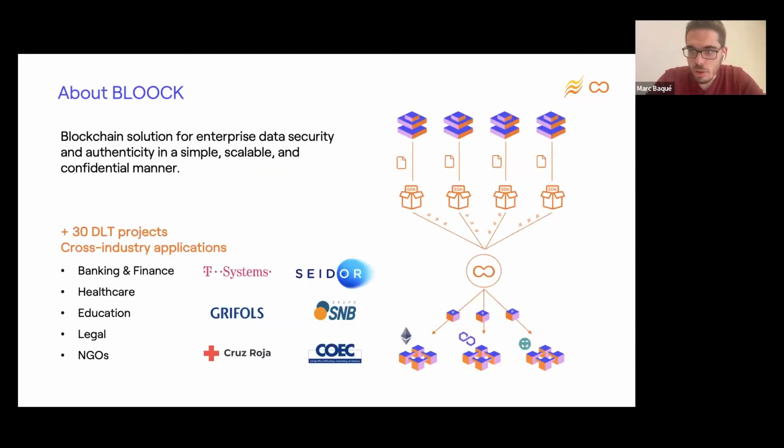Say a little bit about BLOOCK first of all, and then we're going to present the use case for this webinar. BLOOCK is a company with a blockchain solution for enterprise, basically for data security and authenticity, made in a simple, scalable, and confidential manner. We have use cases for pretty much every area or market, including the banking and finance space, healthcare, education, legal, NGOs, and more and more.